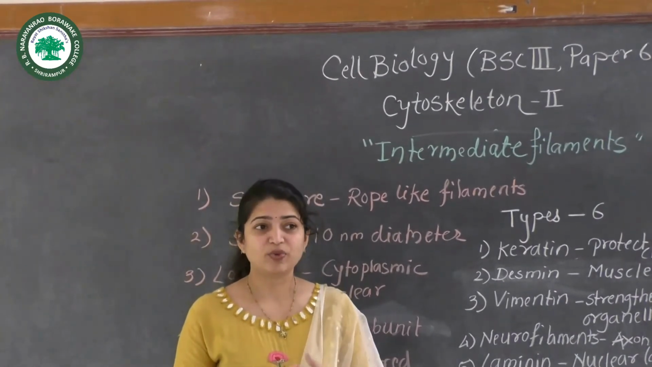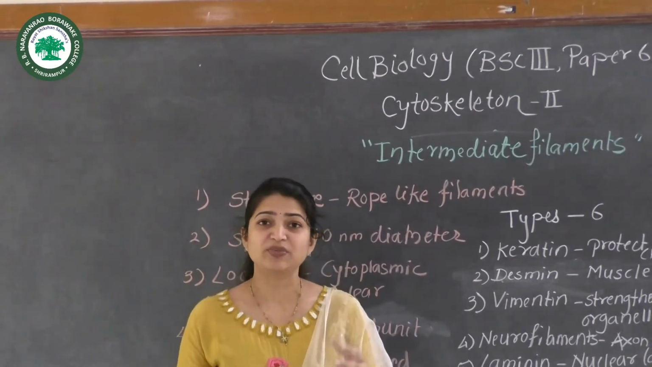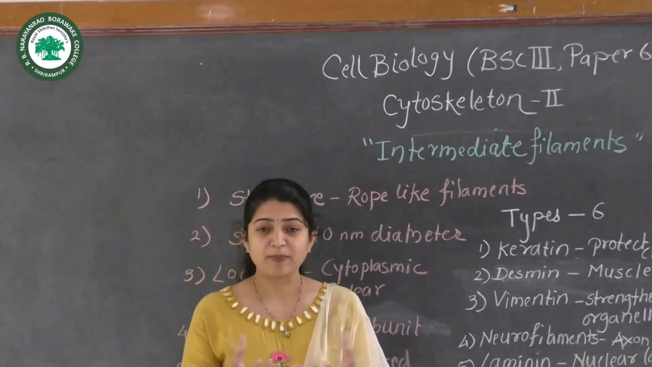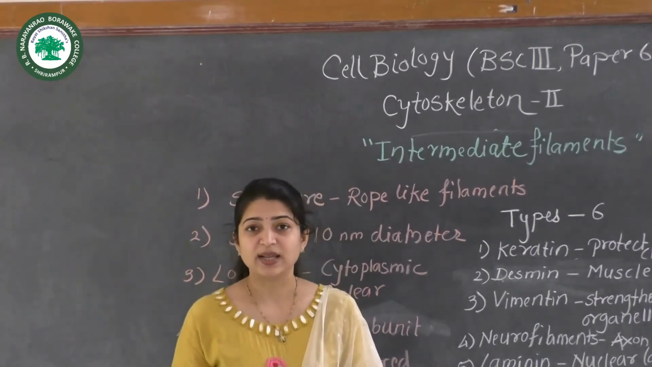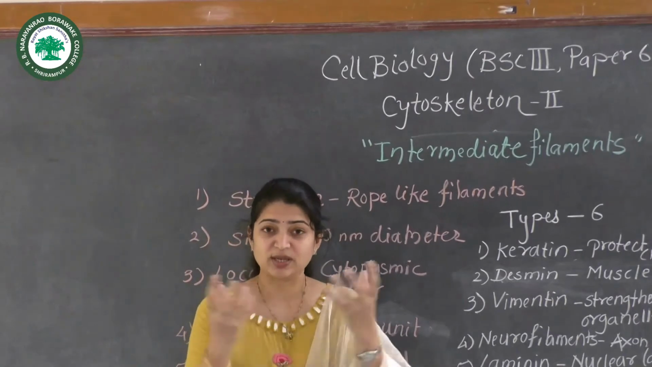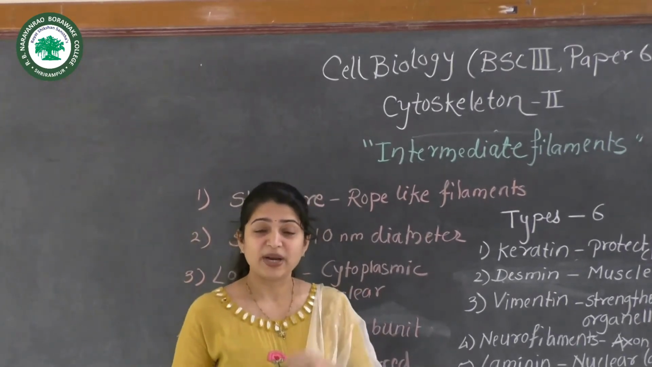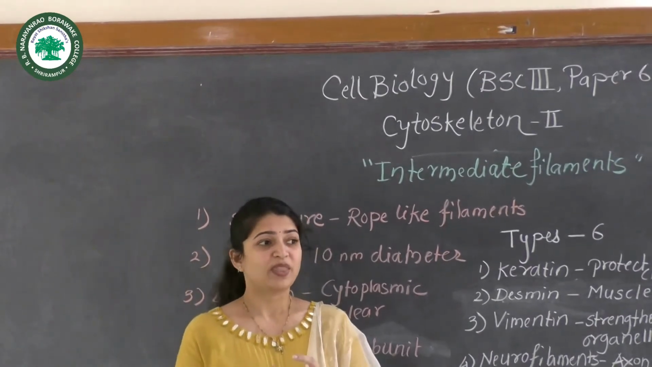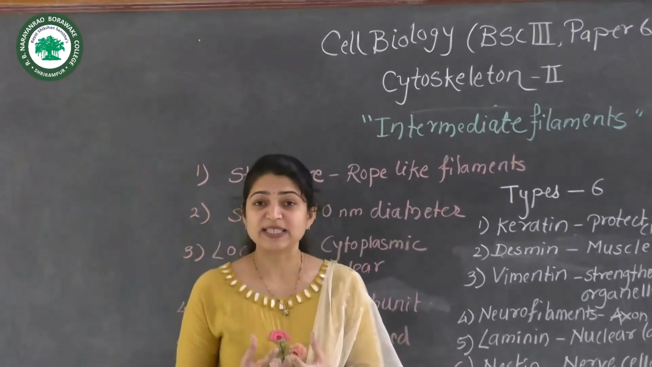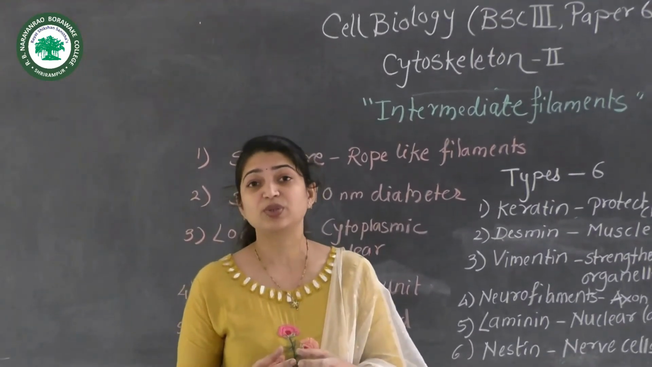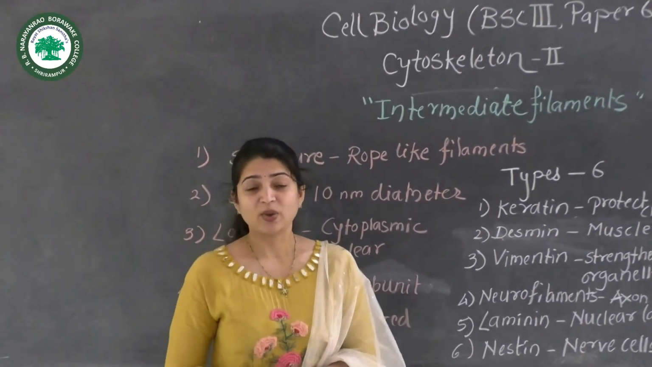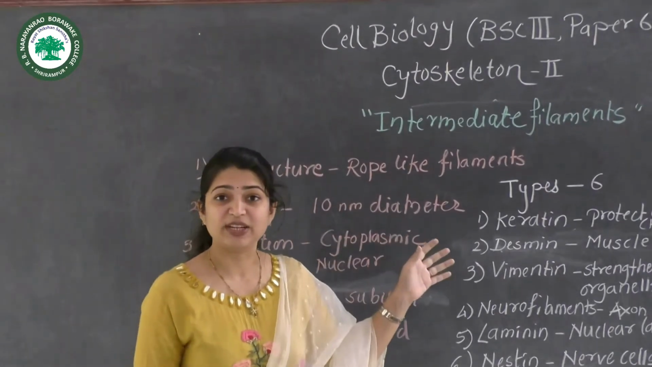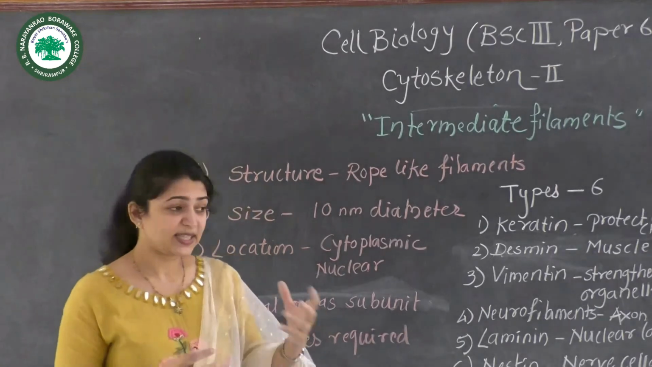As I have said before, microfilaments and microtubules give rigidity to the cell structure, giving proper strength to the cell and maintaining its proper circular structure. But the intermediate filaments give strength, make it flexible, and give a tough structure to the cell. So let us first see the structure.